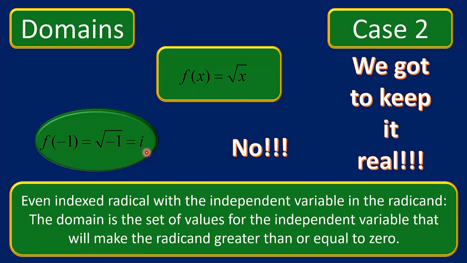So whenever we have a situation like this, that's our concern. What's going to make the radicand less than 0? We have to find out what values for x will make the radicand greater than or equal to 0, and that is our domain.